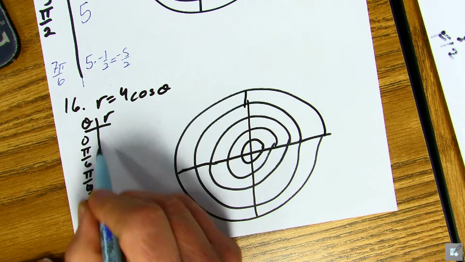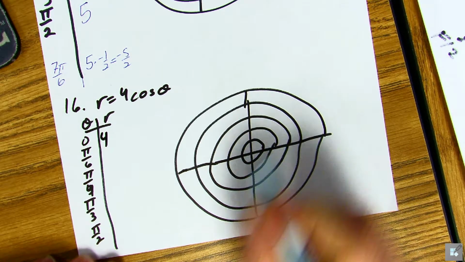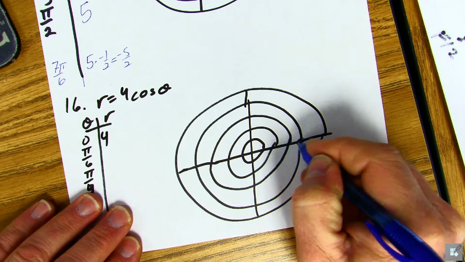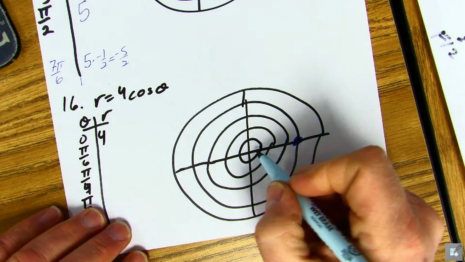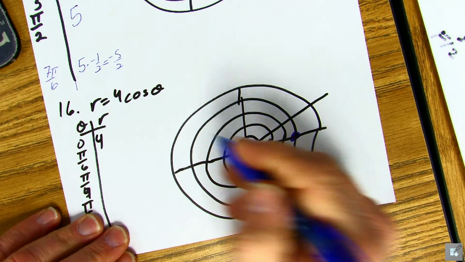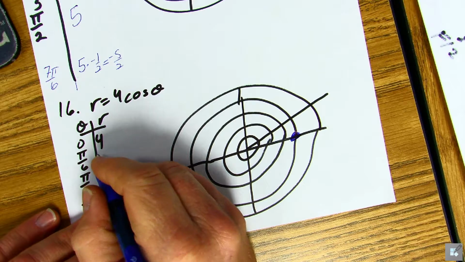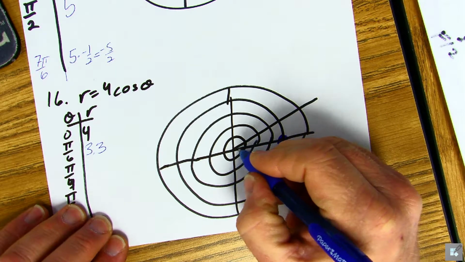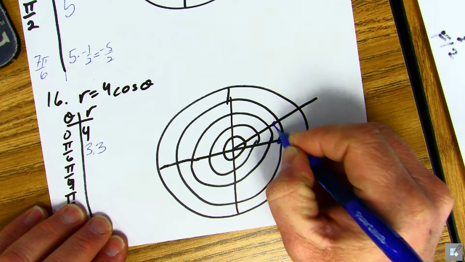Okay, so plug in 0. Cosine of 0 is 1, 1 times 4 is 4. So at 0, I'm at 4. So that would be the point, 1, 2, 3, 4, right there. That'd be that point. So pi over 6, it's going to be cosine, that's going to be square root of 3 over 2, which is 0.866 times 4. That's got to be about probably 3.3, 3.4, somewhere in there-ish. So I'm going to go 1, 2, 3.3, so there that is.